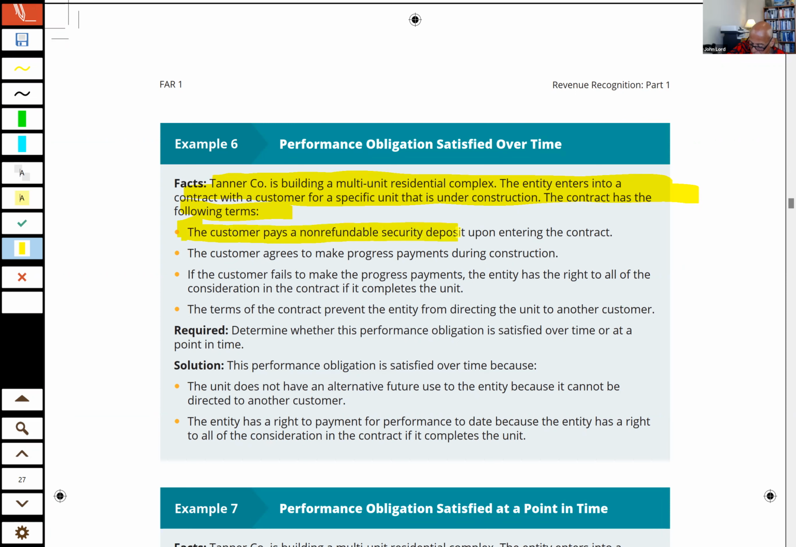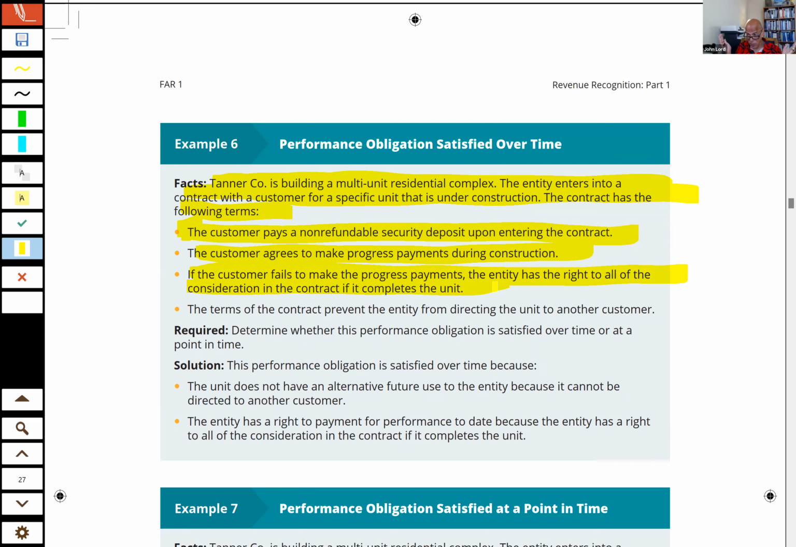You pay a non-refundable security deposit upon entering the contract. The customer agrees to make progressive payments during construction. That's going to be the case. The builder is going to expect you to be giving them money as they go along, as they buy this, as they buy that, right? If the customer fails to make the progressive payment, the entity has the right to all of the consideration if they complete the unit. So you don't pay, but they build a house for you.